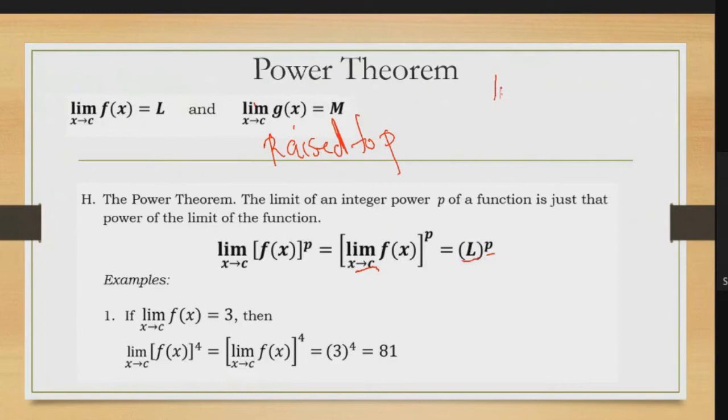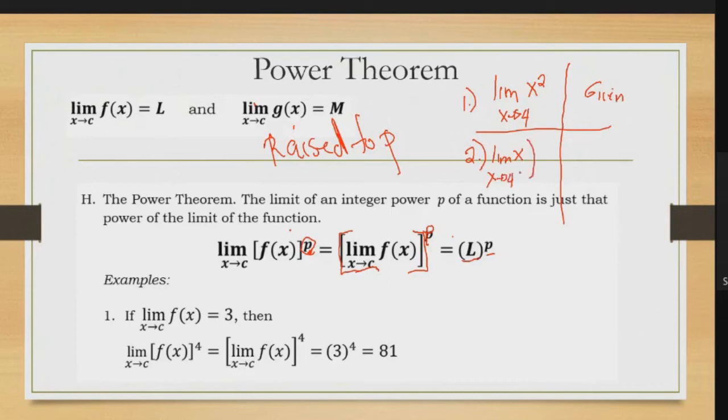Halimbawa, limit of x squared as x approaches 4. Okay? So, yun yung given natin. Second statement natin. Na mayroon tayong squared. So, pag may exponent, you can use the power theorem. Sabi ni power theorem, tingnan nyo lang yung exponent na p. Parang nilabas lang siya. So, limit of x squared as x approaches 4, pwede natin siyang gawin limit of x as x approaches 4 raised to 2. So yun ang gustong iparating sa atin ni power theorem.